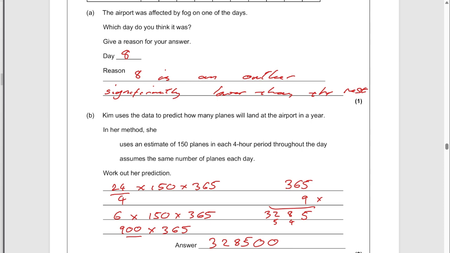Again, lots of different variations of that. You wouldn't have lost a mark if you'd times by 364, the number of days in a leap year. You could have also built it up to a year by doing, instead of times by 365, times by 4, then times by 12. You could also have done it by times by 7, then times by 52, so working out weeks.